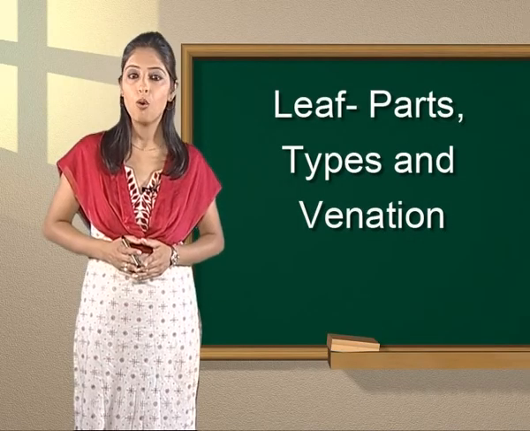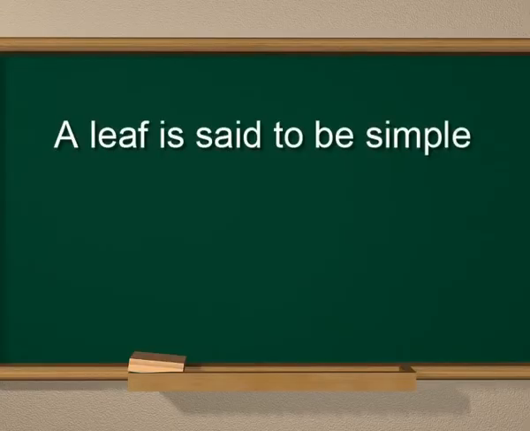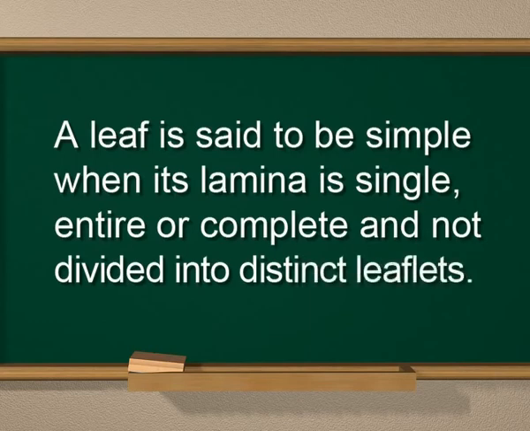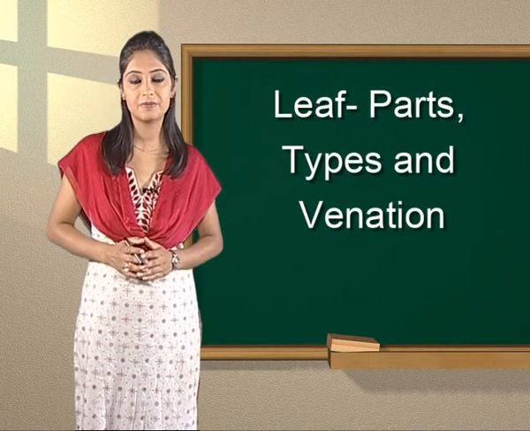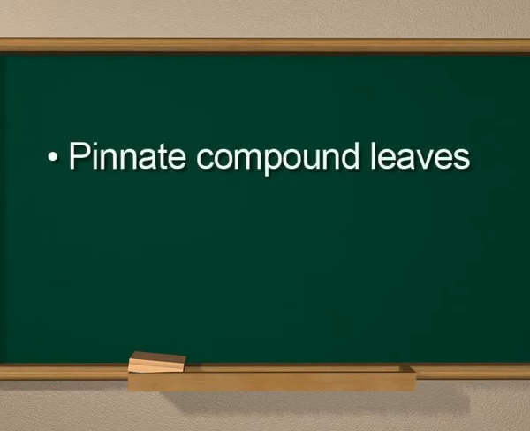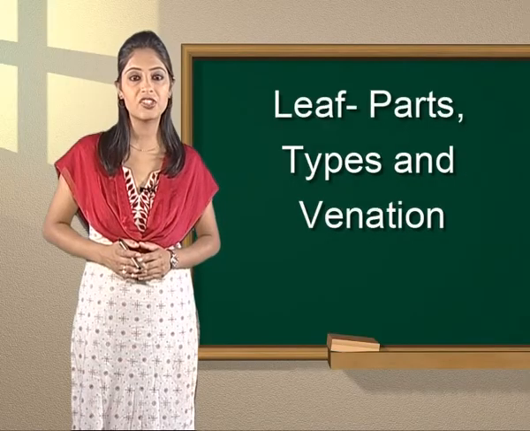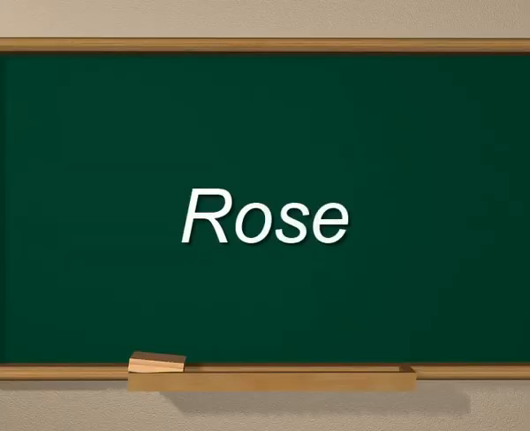The next question is, what is simple leaf? Answer. A leaf is said to be simple when its lamina is single, entire or complete and not divided into distinct leaflets. Next question. Name the two types of compound leaves. Answer. Two types of compound leaves are pinnate compound leaves and palmate compound leaves. The next question is, name the plant in which compound leaves are found. Answer. Compound leaves are found in rose.